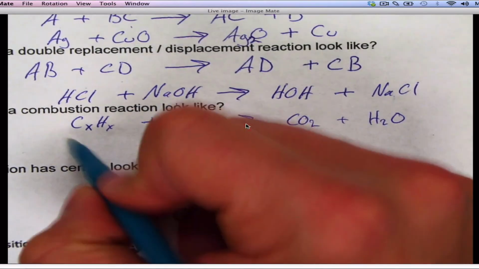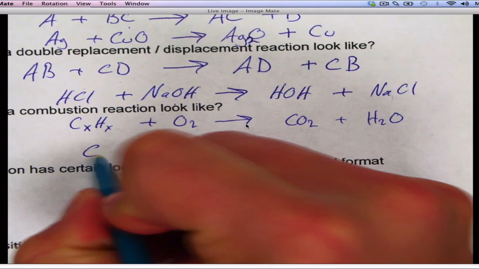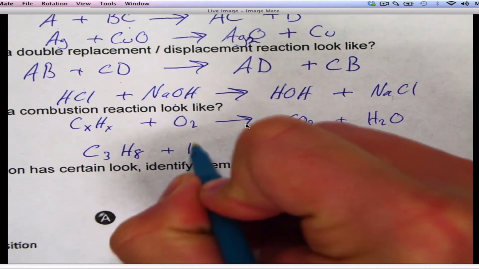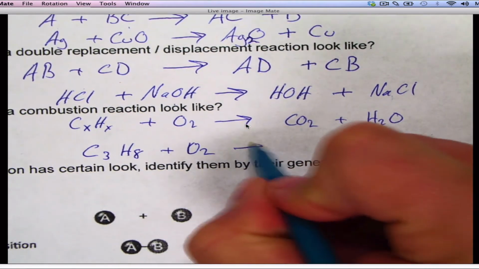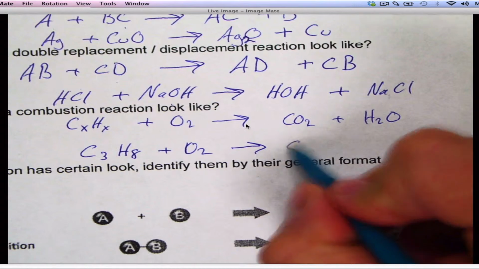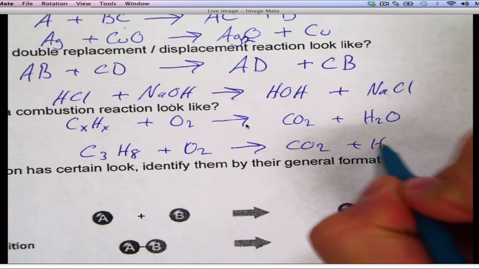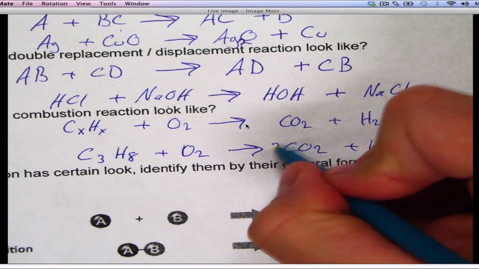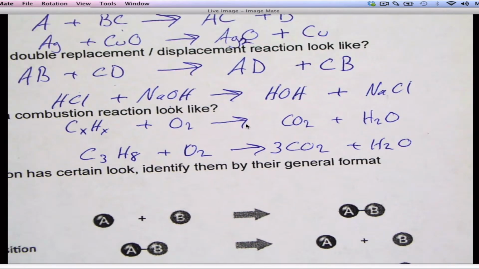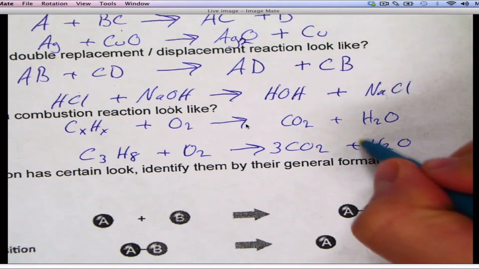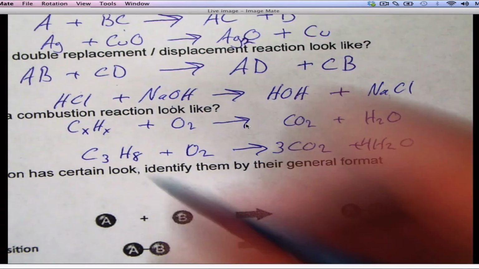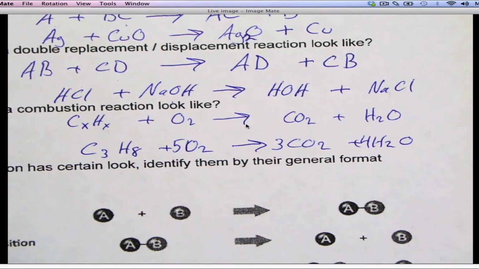All right. So a real example of this would be something like C3H8 reacts with O2, and it's going to make CO2 and H2O. All right, and then if you wanted to balance this out, which we'll talk more about later, it's going to kind of look like this. All right, so there is your combustion reaction.